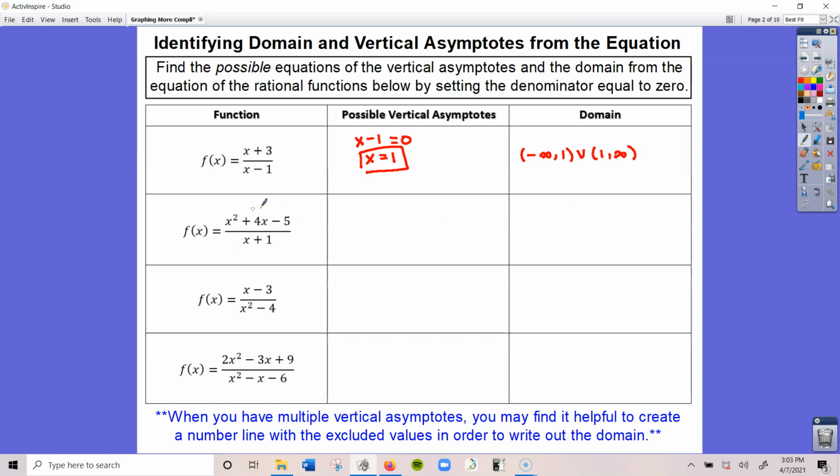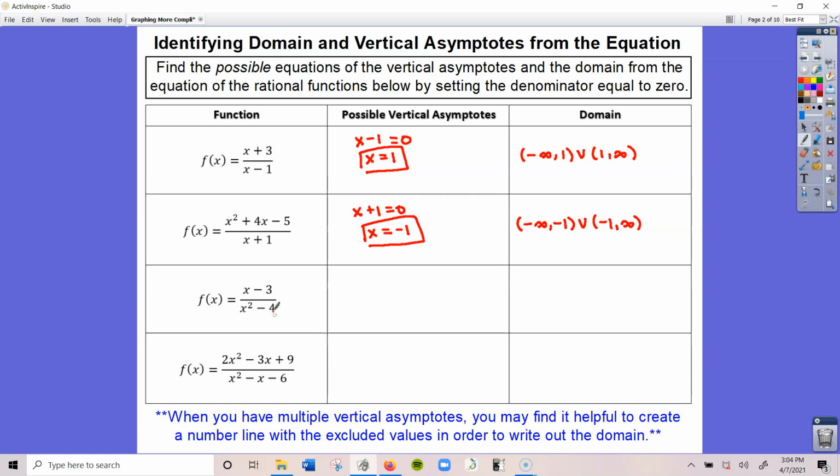Now we do the same thing here. We have x plus 1 in the denominator. So we're going to make x plus 1 equal to 0 and solve for x. Subtract 1 to both sides, we get that x is equal to negative 1. So this is the equation of my vertical asymptote. That means that the domain is going to be negative infinity to negative 1, union negative 1 to infinity.